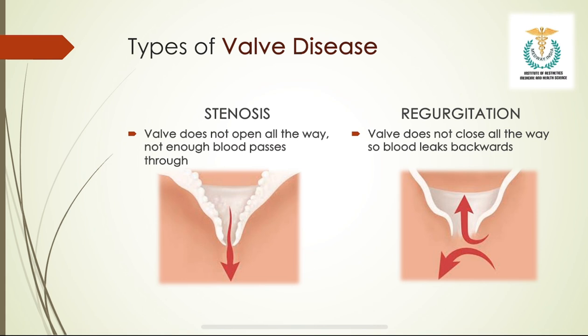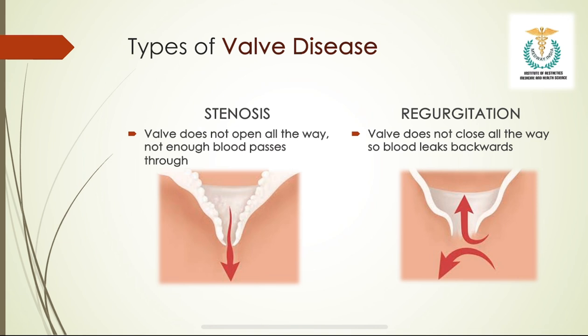Types of valve disease. The first ones are stenosis and regurgitation. As I mentioned before in the pathogenesis, stenosis and regurgitation can lead to valvular heart disease. First is stenosis: the valve does not open all the way, so not enough blood passes through. And regurgitation: the valve does not close all the way, so blood leaks backwards.